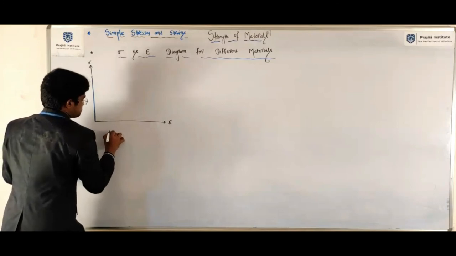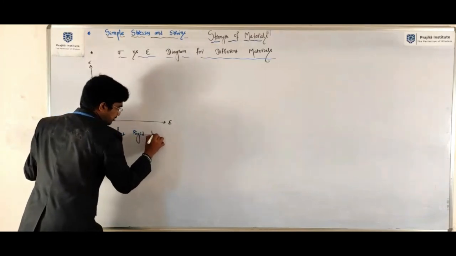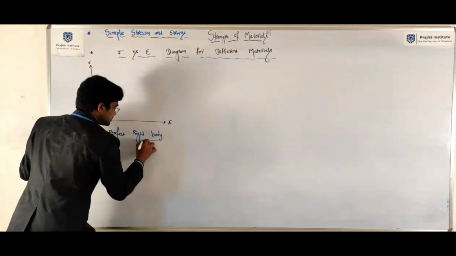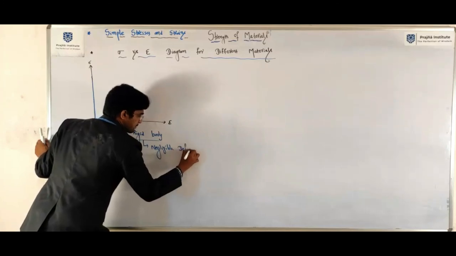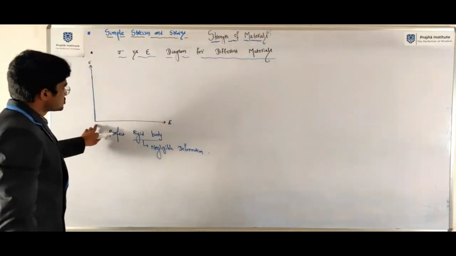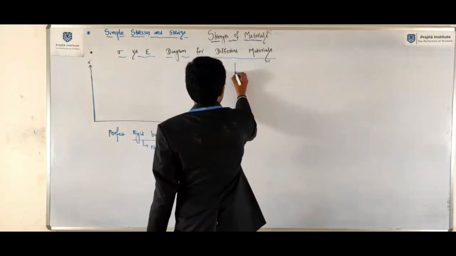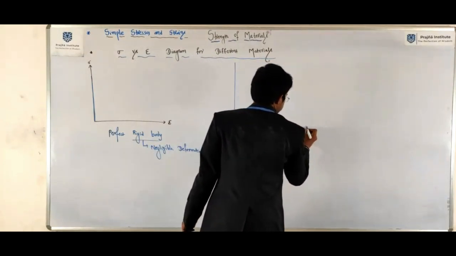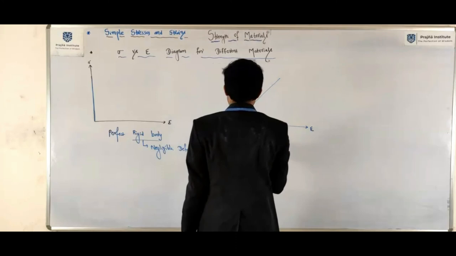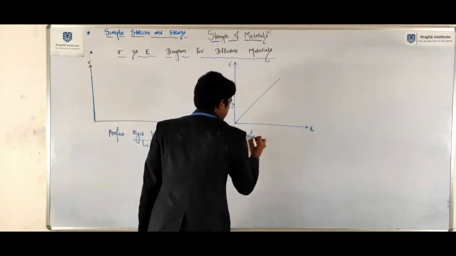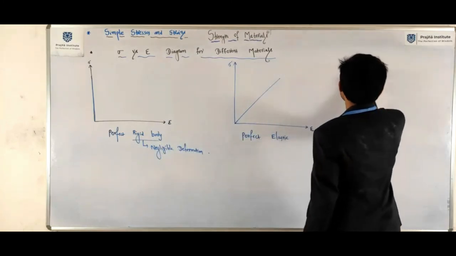This is a perfect rigid body, a rigid body. Here there is negligible deformation, so strain equals zero for an infinite amount of load. Next here, sigma versus epsilon. This is a perfect elastic body, perfect elastic material.